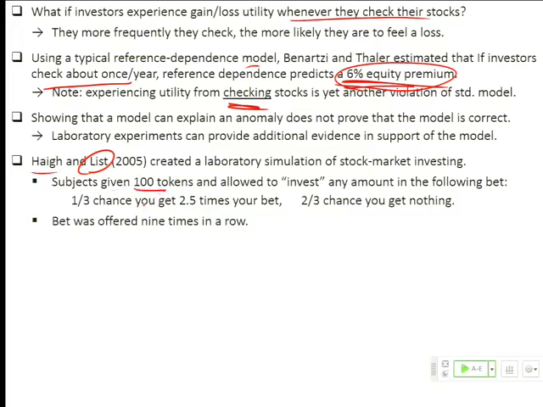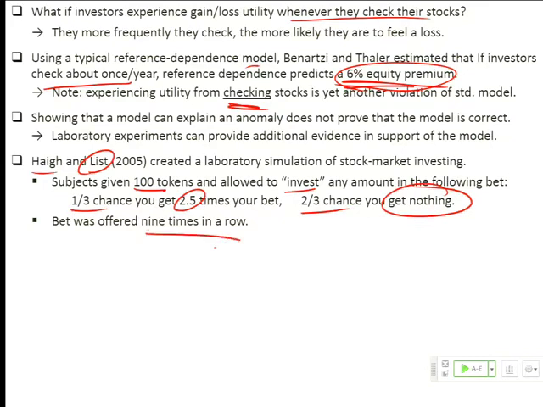So subjects were given 100 tokens, these cash equivalent tokens, in this mock investment market. You can use however many of your 100 tokens you want to invest in the following bet. With a 1/3 chance, you get 2.5 times your bet. So this is a firm that 1/3 of the time returns 250% on the dollar, and with 2/3 chance, the firm goes bust, and you get nothing.